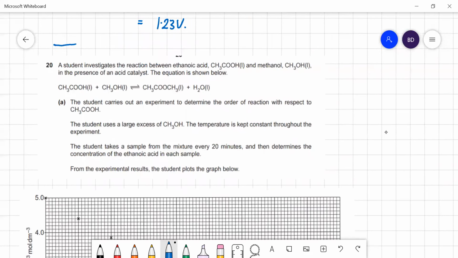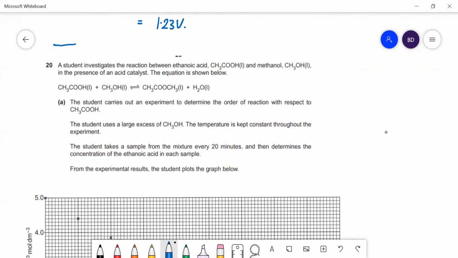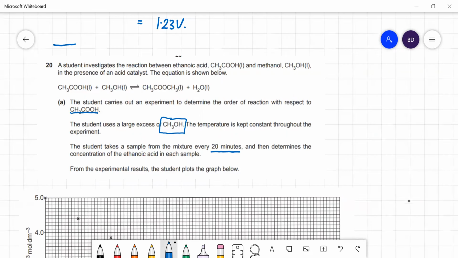Okay, so this is about rates of reaction now. Investigating the reaction between ethanoic acid and methanol in the presence of an acid catalyst. The equation is shown below. Okay, so that's the esterification. Carry out an experiment to determine the order with respect to the ethanoic acid. So they use a large excess of the methanol, so that essentially stays constant. Okay, and the temperature is constant, which is obvious. And the students take a sample every 20 minutes and determine the concentration of ethanoic acid in each. They don't say how they do that, but they take it out every 20 minutes. And they plot the results on the graph below.